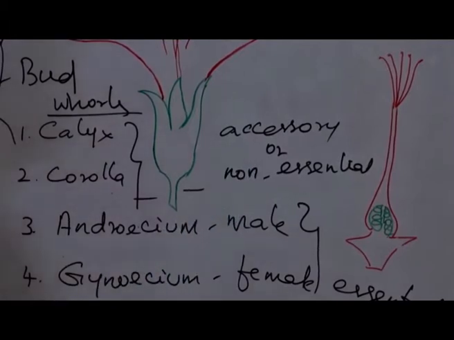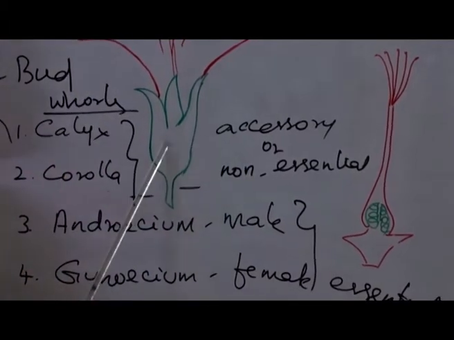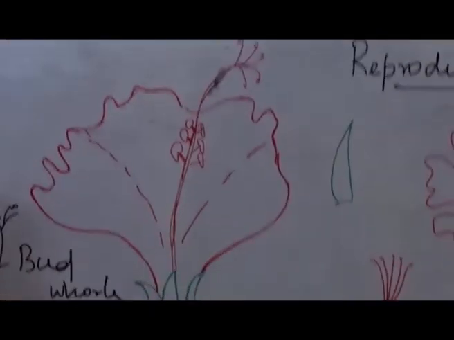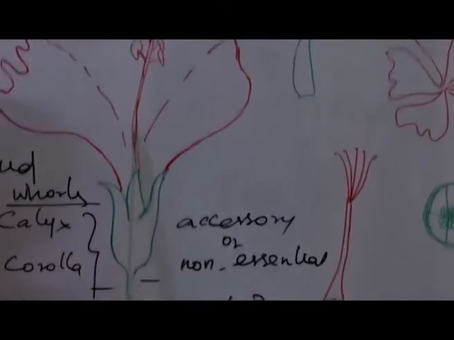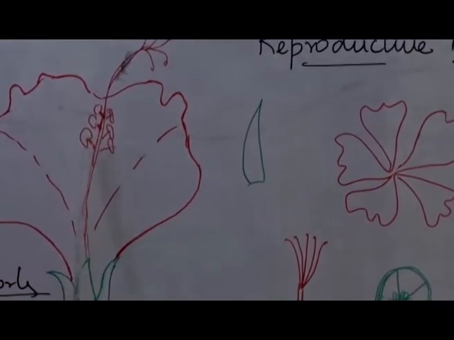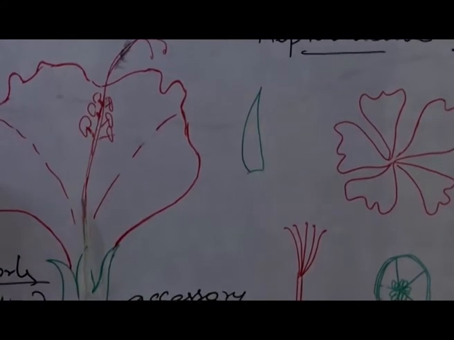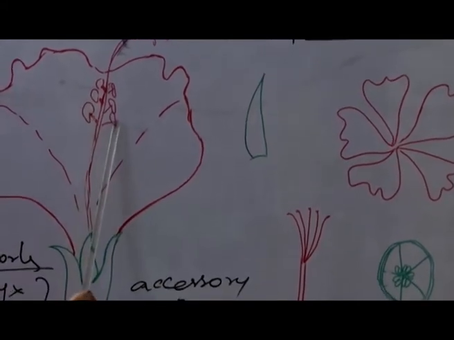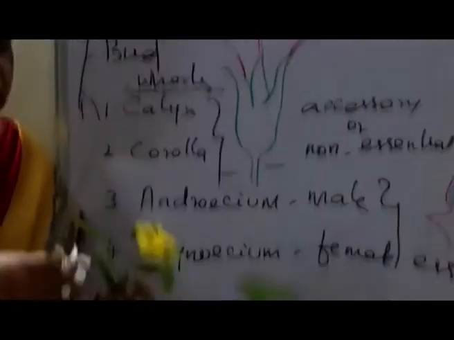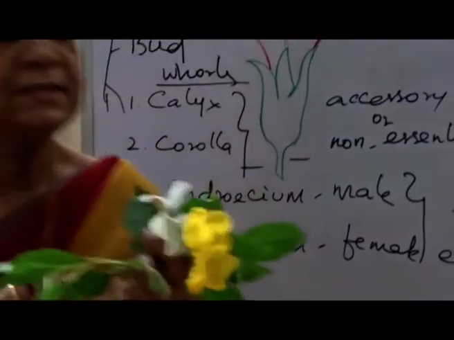Now in a given flower, just see the diagram. This is the calyx. This is the corolla. The red ones are the corolla. Inner to that is the androecium, and these two are the androecium. That is the gynoecium. Now in a given flower, let's show the flower. It is very small. Just understand.